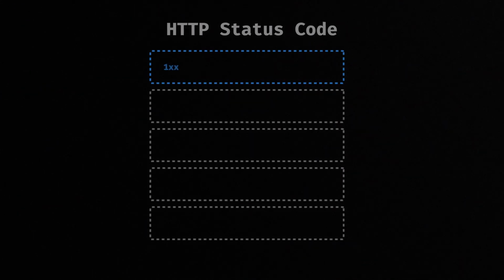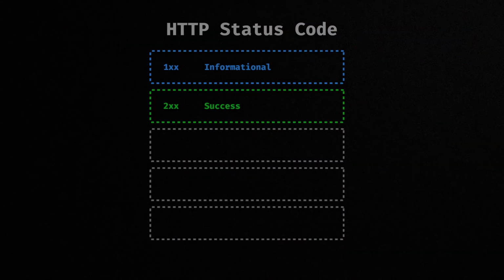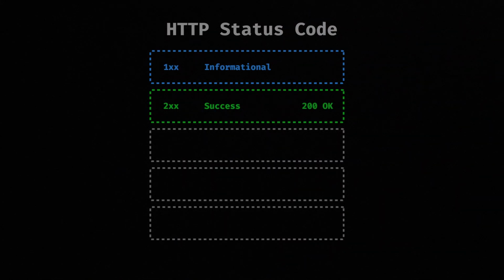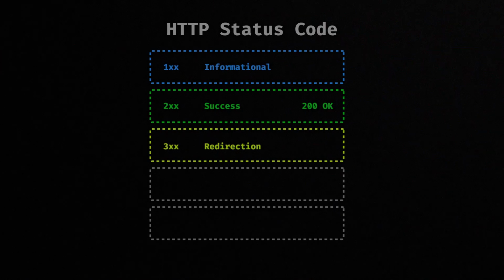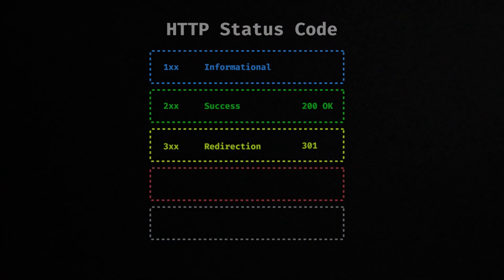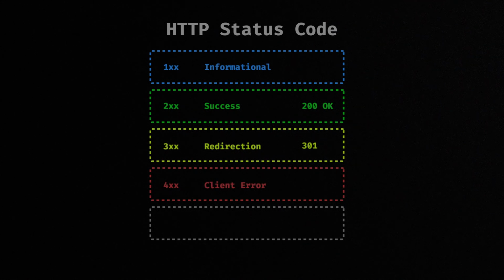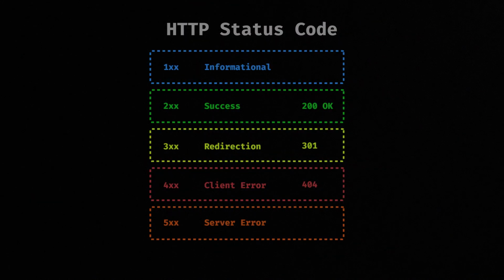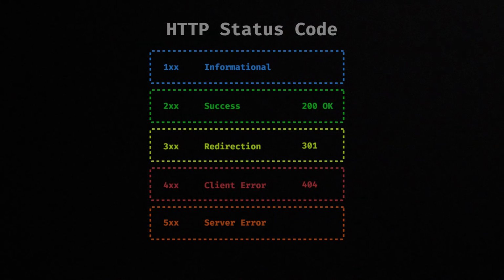Informational, 100s. These let the client know that the request was received and is still being processed. Success, which is 200s. These mean the request was successful. For example, 200 OK means everything worked as expected. Redirection, 300s. These indicate that the client needs to take another action like following a new URL. For example, 301 moved permanently. Client errors, 400s. These show that something went wrong on the client side, such as 404 not found. Server errors, 500s. These mean the server failed to process a valid request. For example, 500 internal server error.